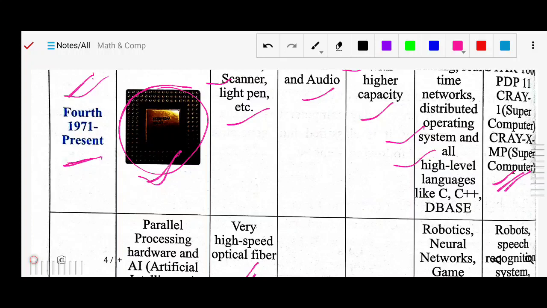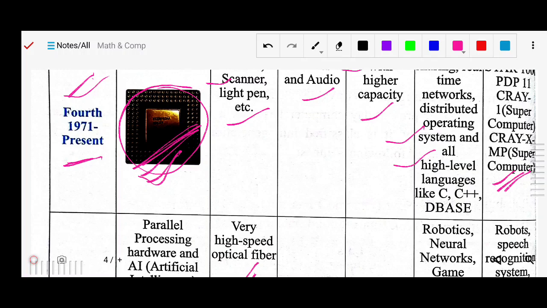Thousands of ICs were placed in one chip. So again the size is reduced, its electric consumption is reduced, and its functionality, the working speed, is increased, it is too fast. Then after that AI comes, which is also very fast. So that's the development, that's the generations of the computer.